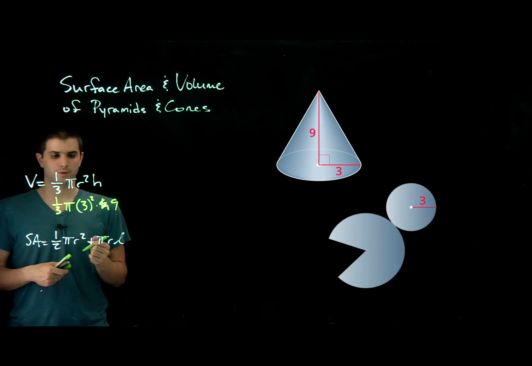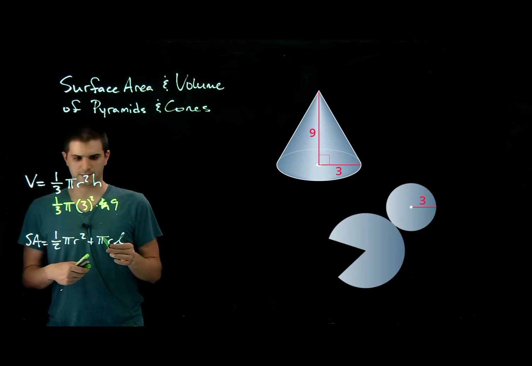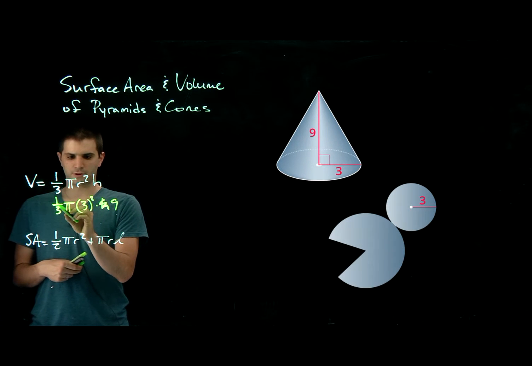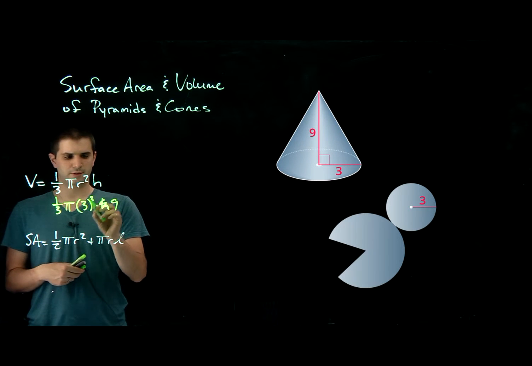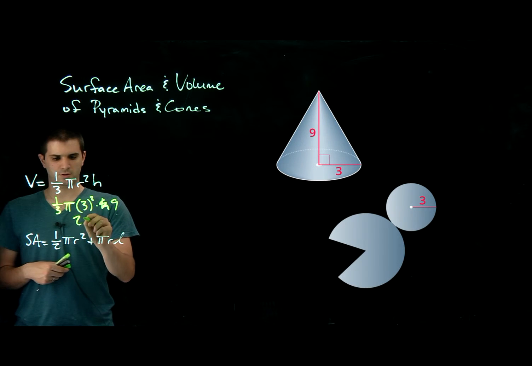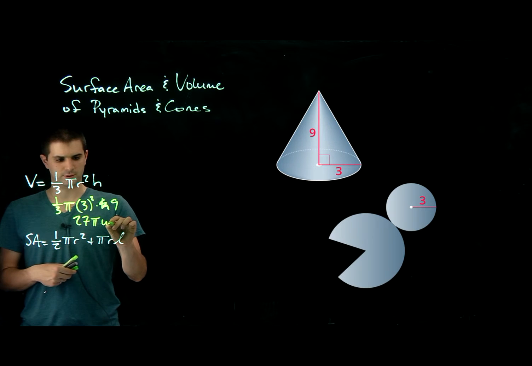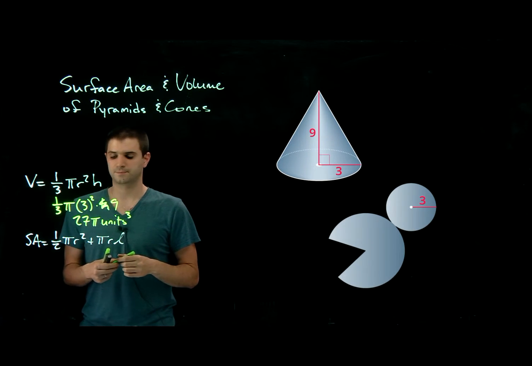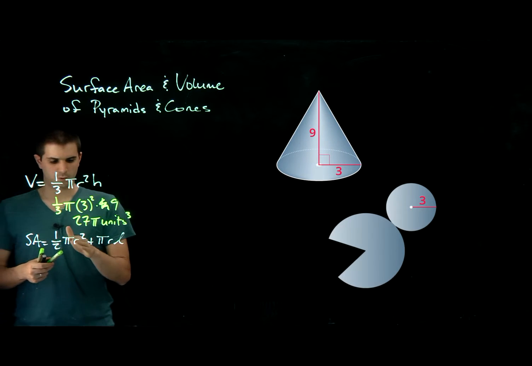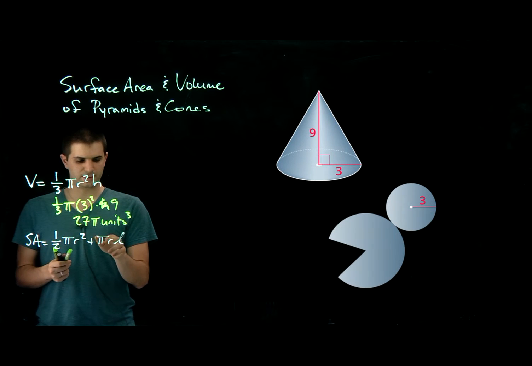Okay, so let's see here. Looks like 1/3 times 9. So 1/3 times 9 is 3. 3 times 9 is 27. 27 pi units cubed. It's going to be our volume. Okay. Surface area, we know r, and we need to find the slant height.